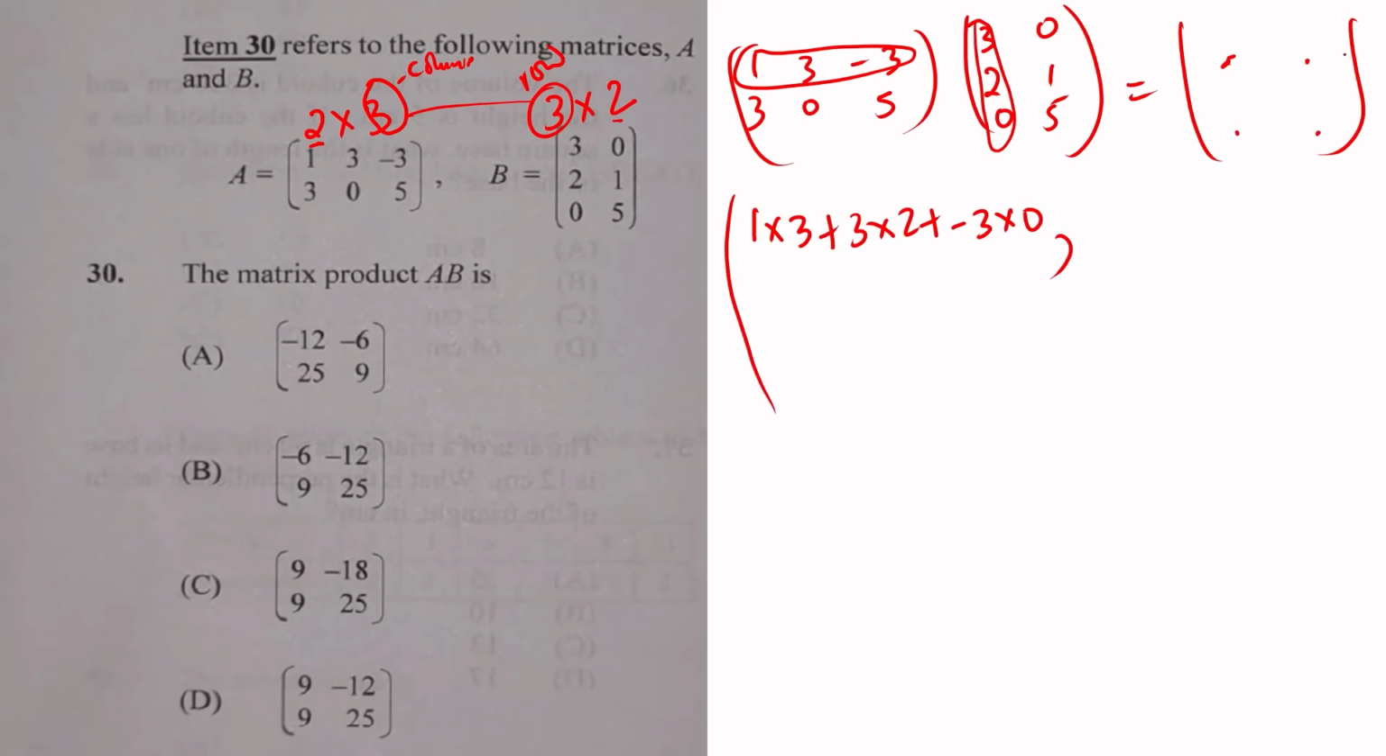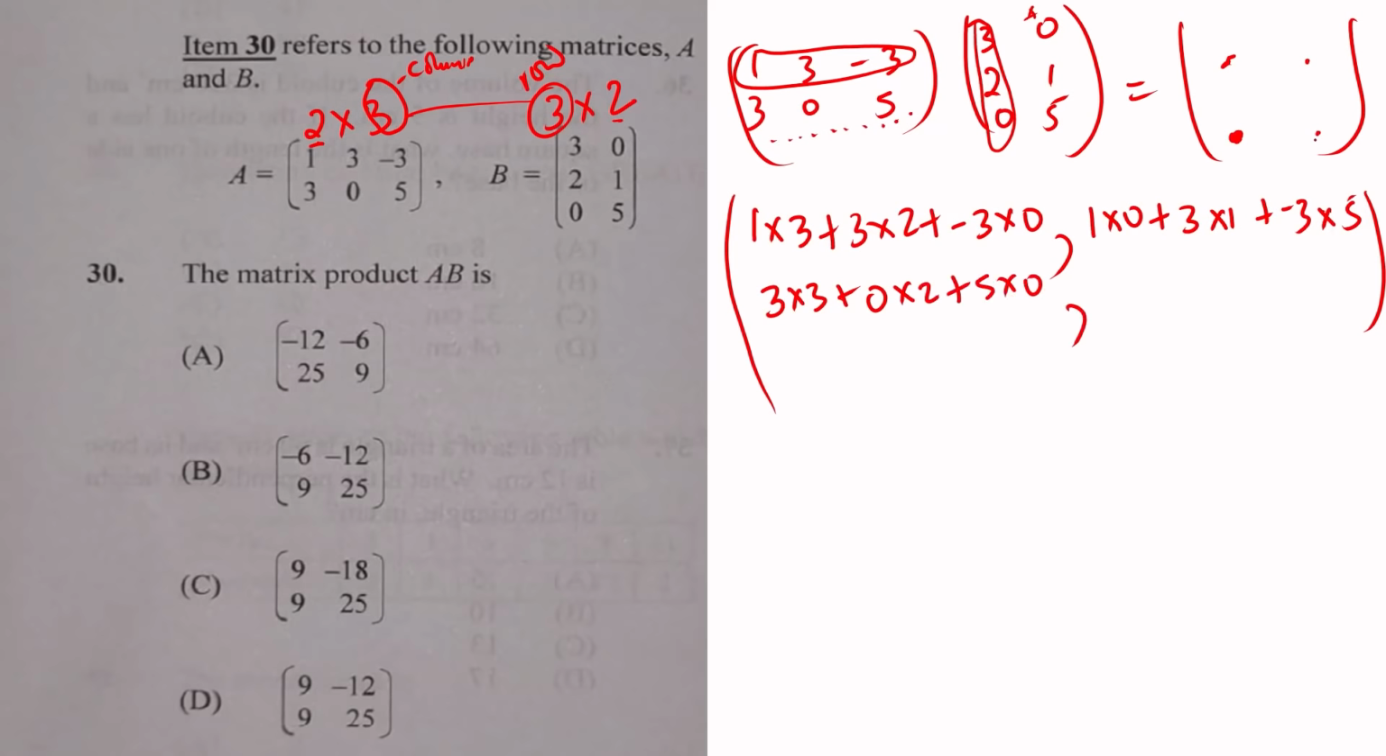Then we're going to find the next element. The next element is going to be row 1 times column 2. So 1 times 0 plus 3 times 1 plus negative 3 times 5. Now look at what's going to come here. It's going to be row 2, column 1. So it's going to be 3 times 3 plus 0 times 2 plus 5 times 0.